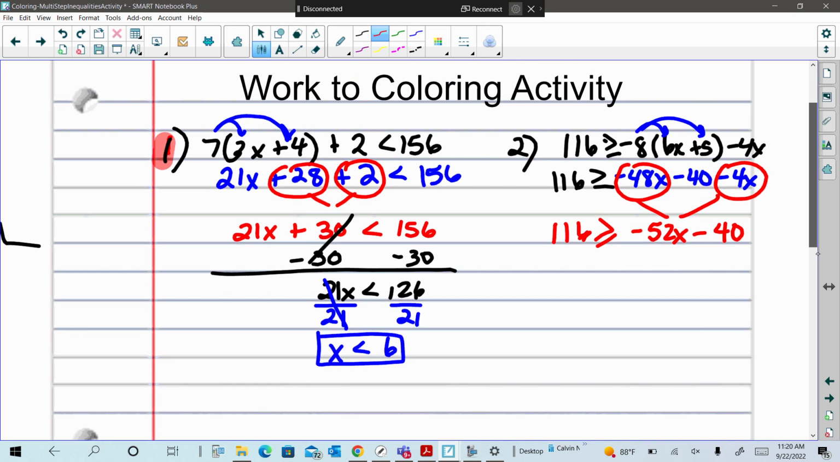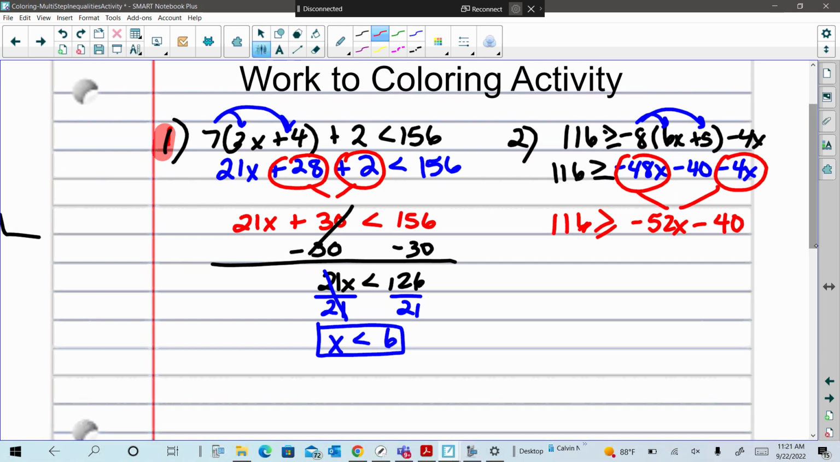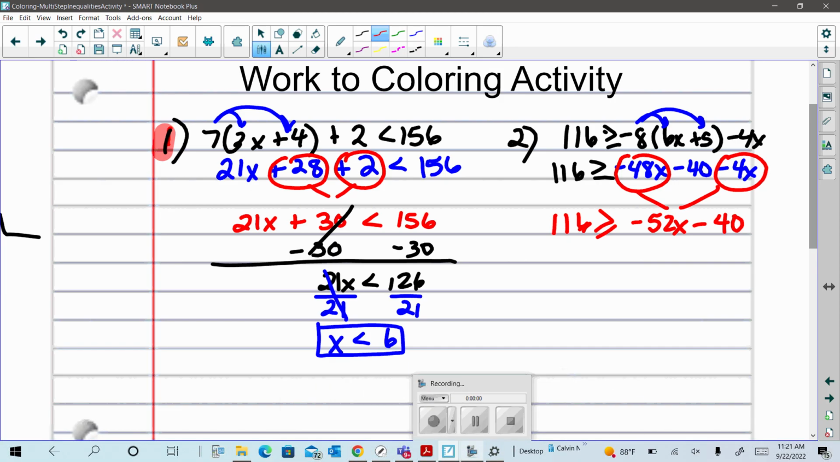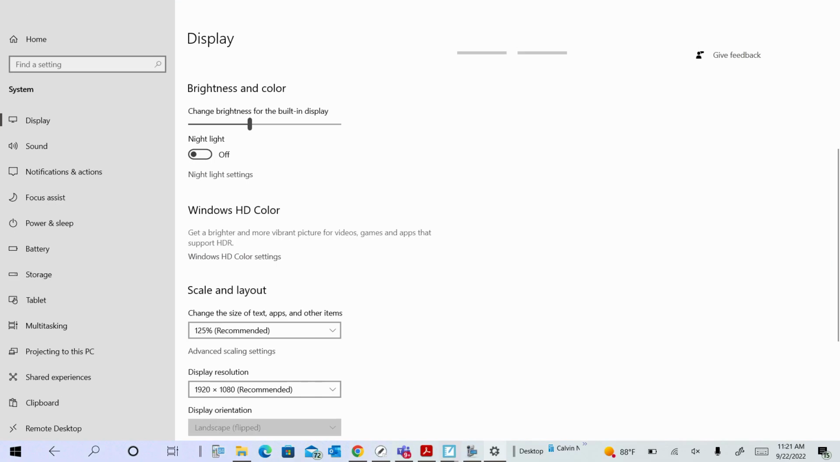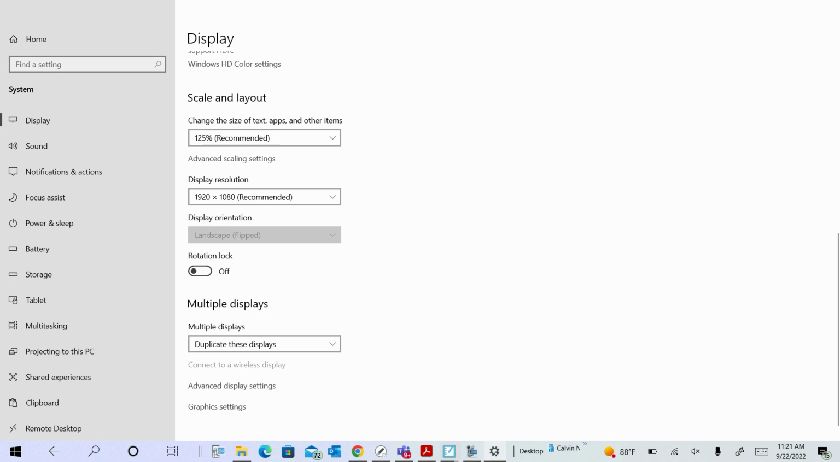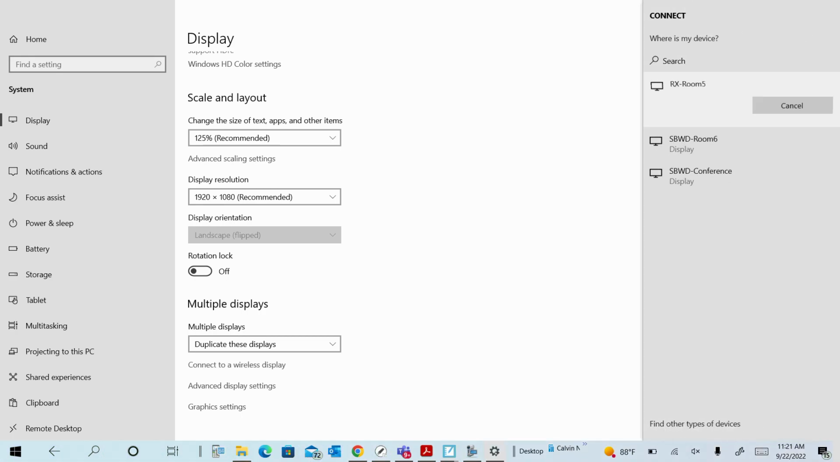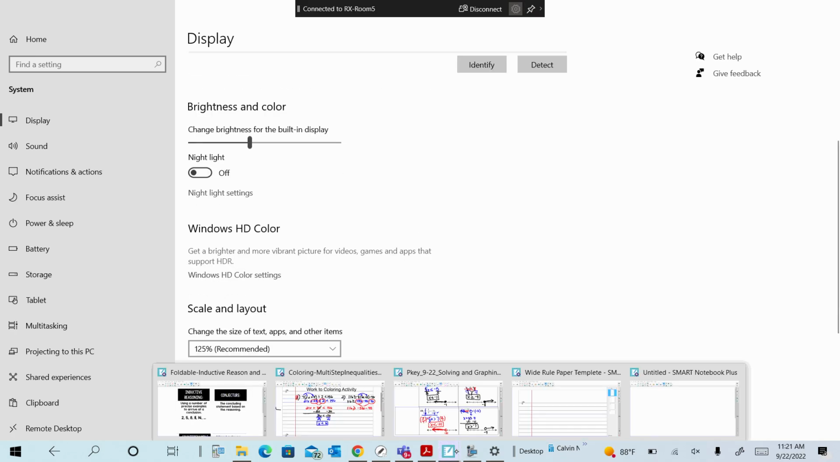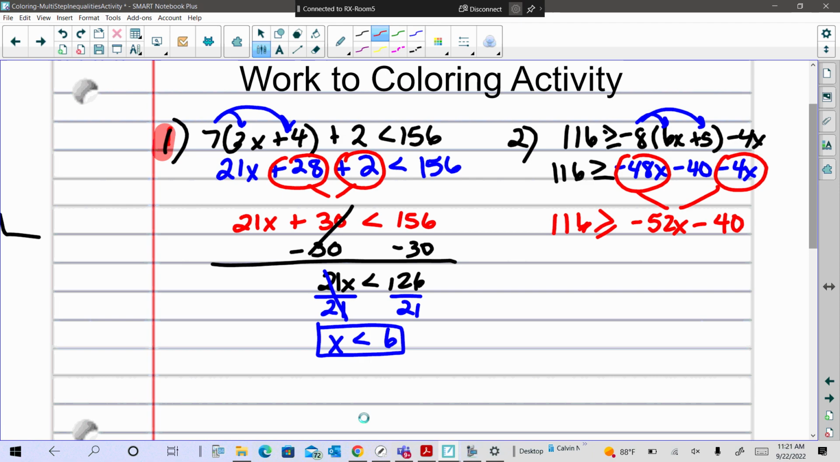The negative 52x minus 40. All right, now what we should do next is plus 40 to each side. So do the plus 40 to each side. Go ahead and do it. You said it, now show it on your paper. You're on the right path, so just show the path on your paper.